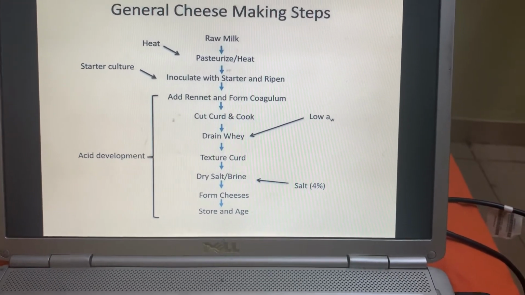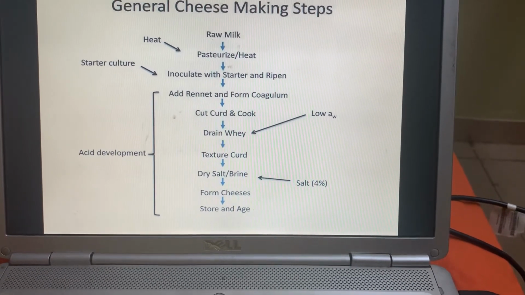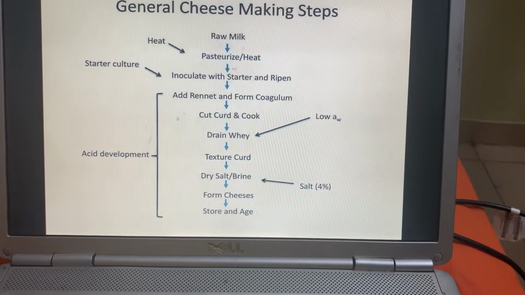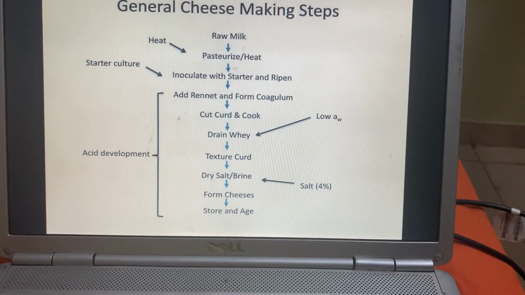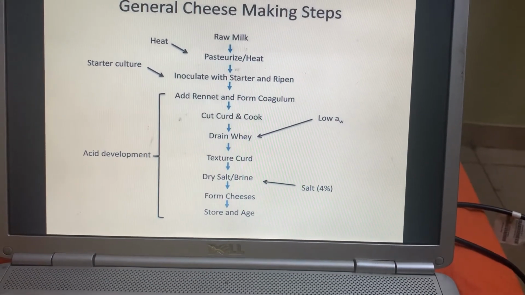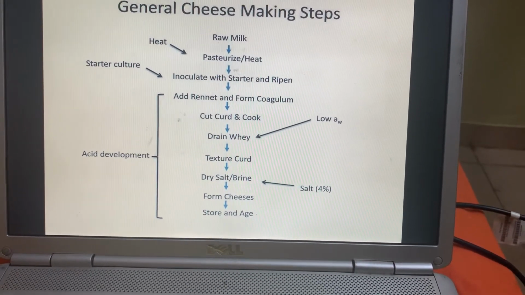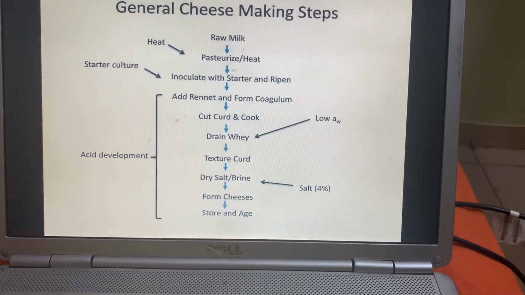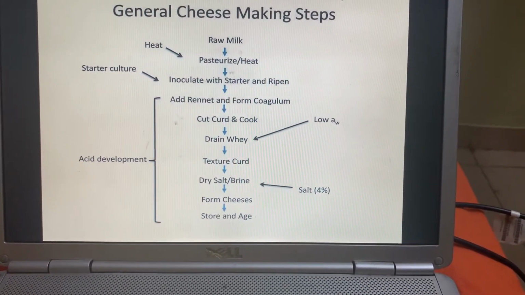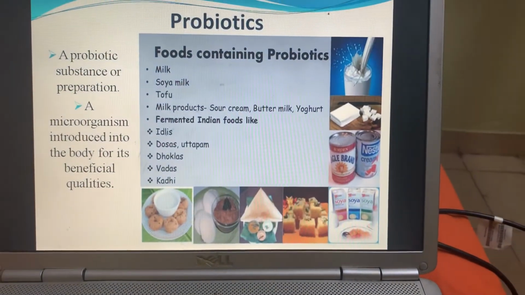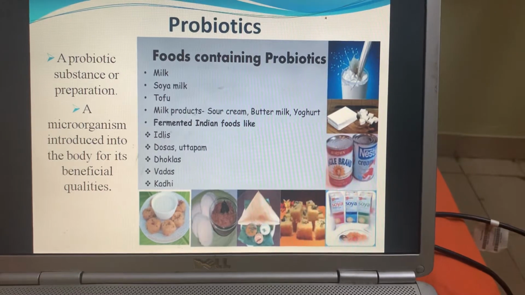After that, the whey, the liquid or the watery part of it, was drained, whey is a protein, and then the curd is allowed to texture. After that, it is dried and salted in brine, and then cheese is formed. The age and storage of cheese depends on the type of cheese. In this module, we will be learning in detail about probiotics.